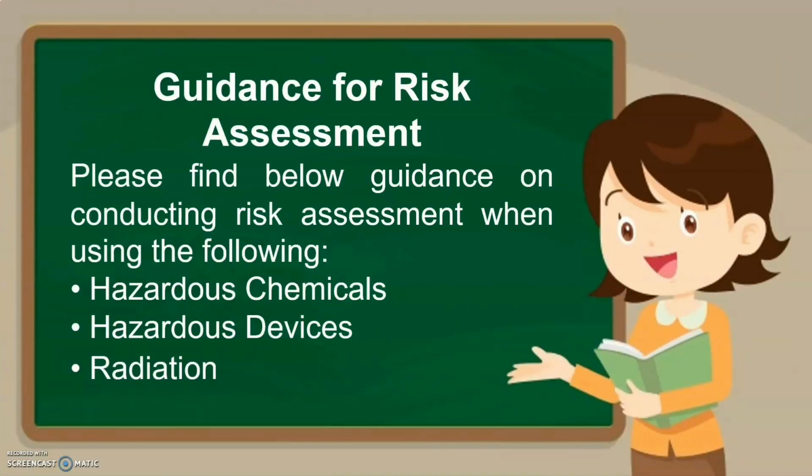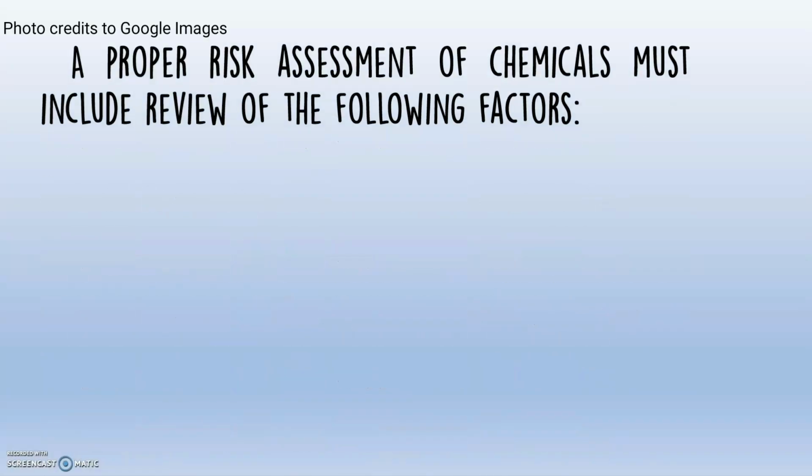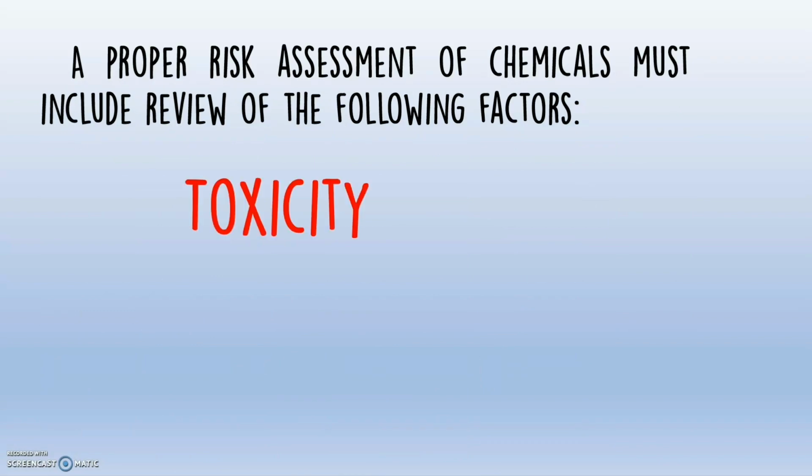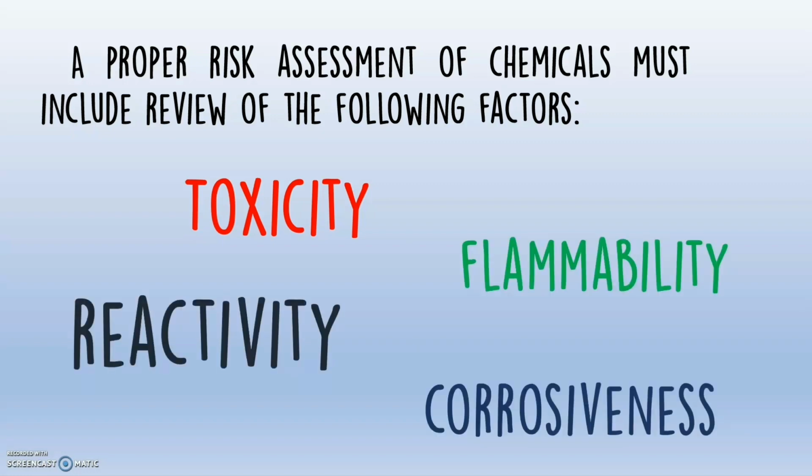Now, let's proceed with the guidance for risk assessment. So, the following guidance on conducting risk assessment when using the following. Number 1 is hazardous chemicals. Another one is hazardous devices. And also radiation. Now, let's talk about hazardous chemicals. A proper risk assessment of chemicals must include review of the following factors: toxicity, reactivity, flammability, and corrosiveness.